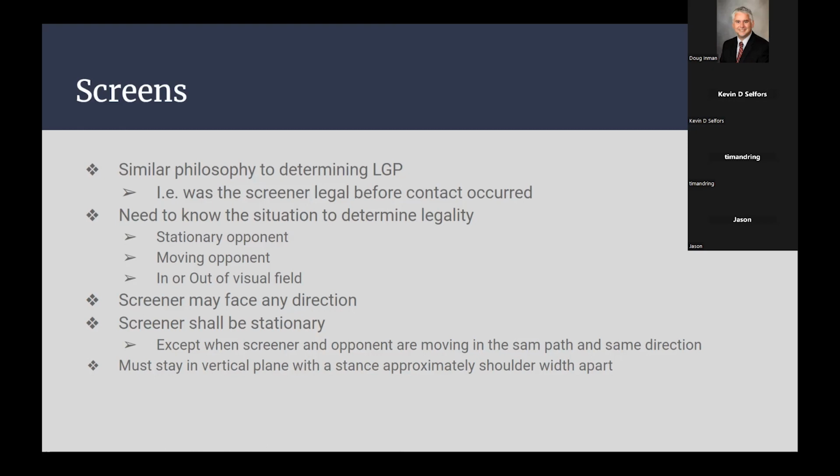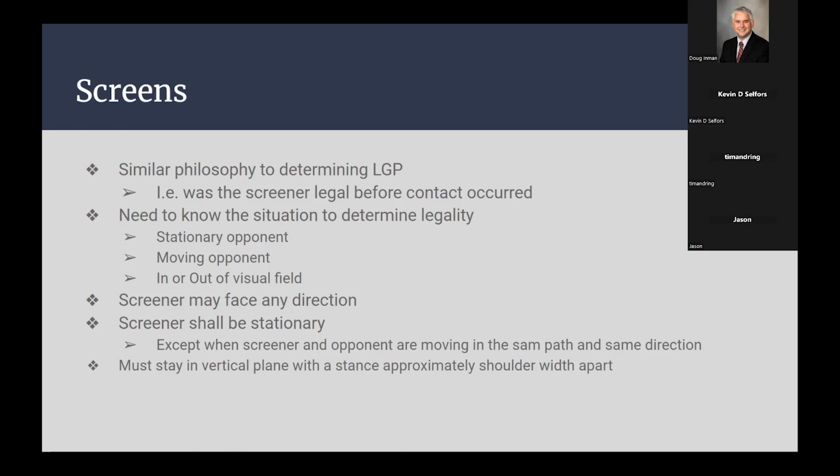Is it a stationary opponent? Is it a moving opponent? Is it in or out of the visual field of the person you're trying to screen? Some of our quiz questions go through that as well and break down those different situations. But just know the different rules. If it's a stationary opponent and you're outside the visual field, you need to give them one step to be able to avoid contact. So I can't run straight up to the backside and stop 1 inch short of contact and be a legal screen. I need to give them enough space to get around me.